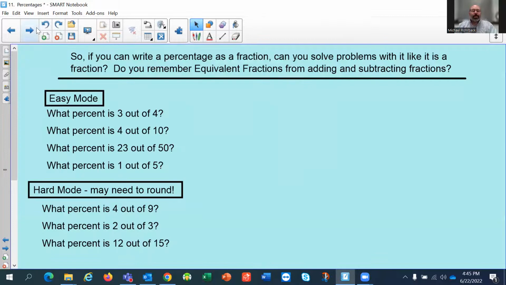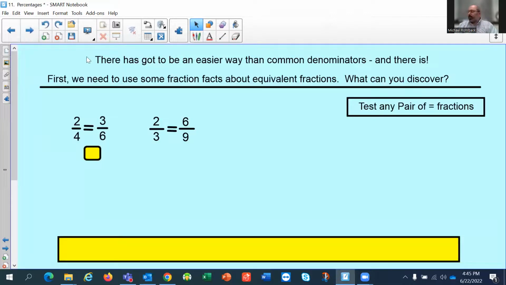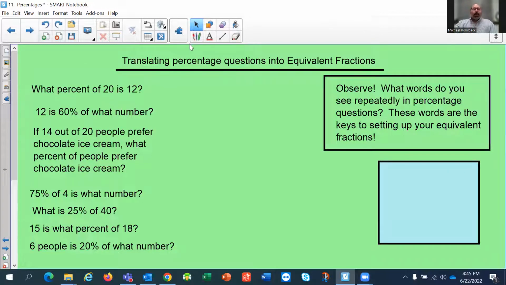Okay, so I'm going to skip through a little bit of this because we're just going to go over some problems in the Kaplan book. So here's the important part of this. You need to understand that there's certain words that you're going to see in a percentage question that are going to be the same in almost every percentage question. So I'm going to use some different colors here and circle them.